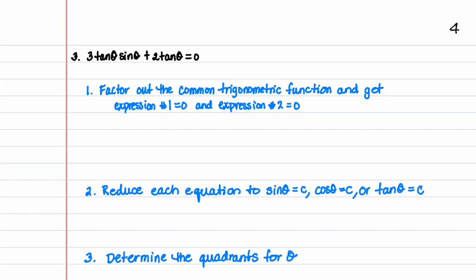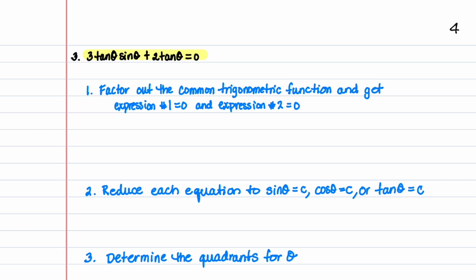In this video, I'm going to show you exactly how to easily find all solutions to this trigonometric equation, and then we'll find solutions in the interval from 0 to 2 pi. We're going to solve the equation 3 tangent theta sine theta plus 2 tangent theta is equal to 0.